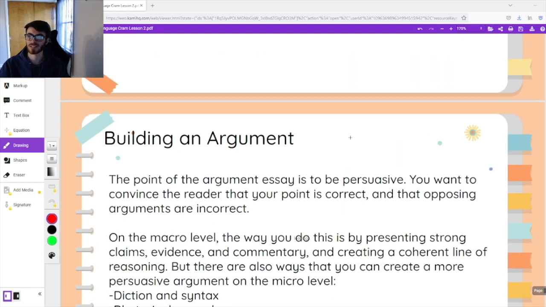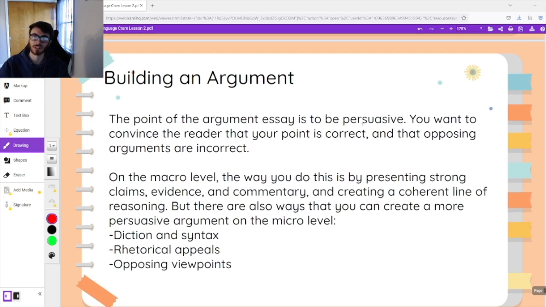Now we're going to transition into something that is a little bit more specific to the argument essay. And that's building an argument. So what is the point of an argumentative essay? Any argumentative essay, not just this argumentative essay. Well, you want to be persuasive, right? You want to convince the reader that you're correct and that any opposing argument is not correct.